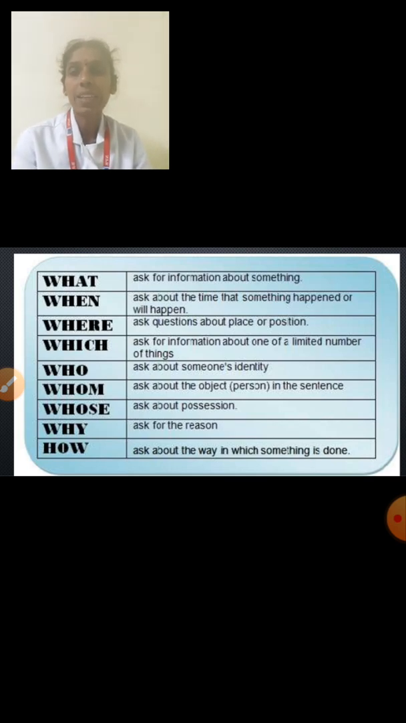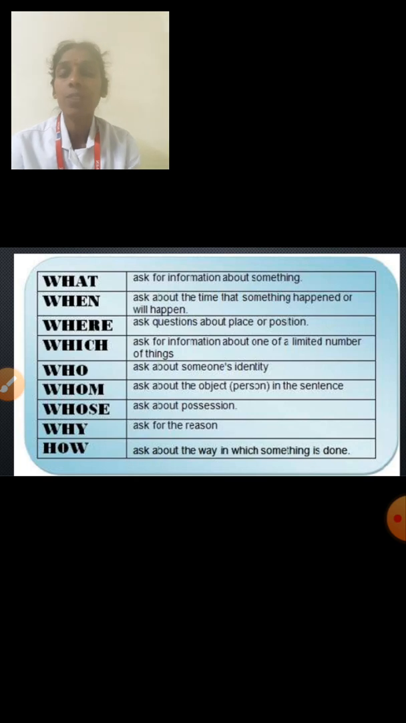How was the party like? What are you worrying about? From whom did you get this instrument? These are called WH questions with prepositions.